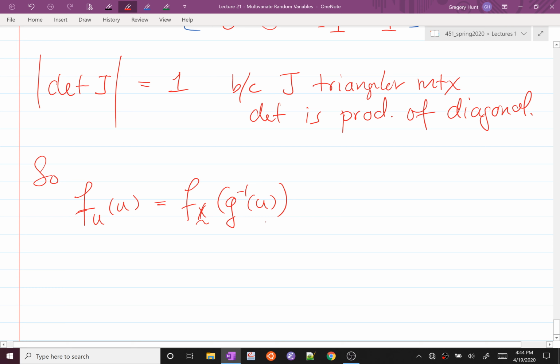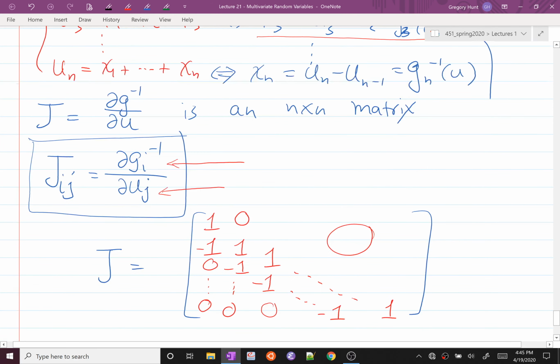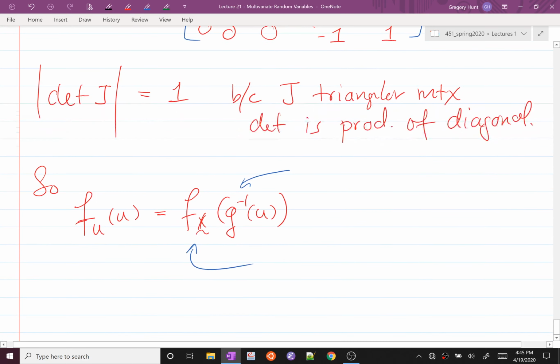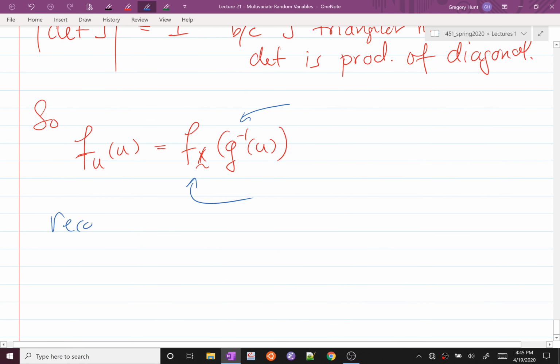Okay, so first of all, we need to figure out what the joint of the x's is. We kind of know piecewise what G inverse looks like. We found all those before, so those are these things up here. So recall that my x sub i's are independent, identically distributed with an exponential distribution. We haven't used this fact yet. What does it say?